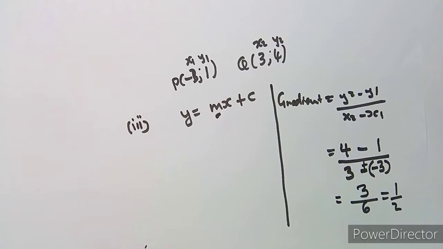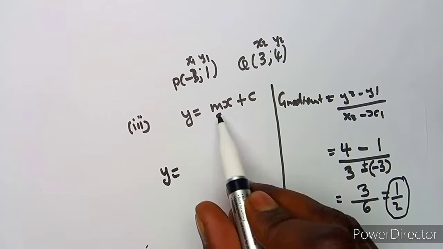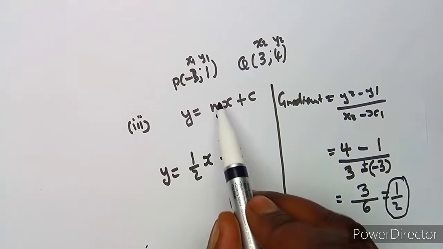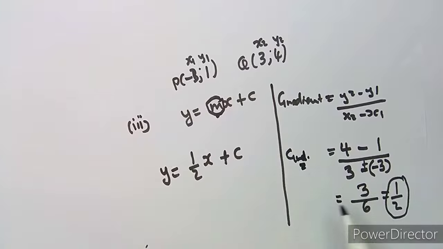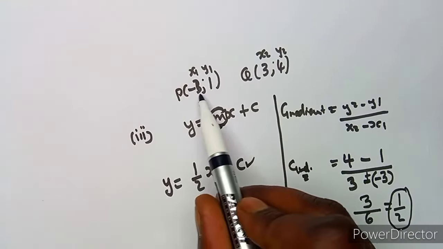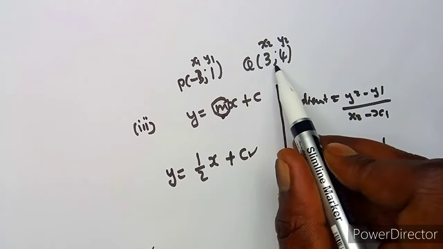Also, the issue of working with our points properly, we are supposed to be very careful there. So if we obtain a gradient of a half, that means our equation is going to be y = 1/2 x + c in this case. You've substituted because m is the gradient. This is your gradient, which is your m. To find the value of c, just substitute any one of the points that you're given. So I'm just going to take this one.